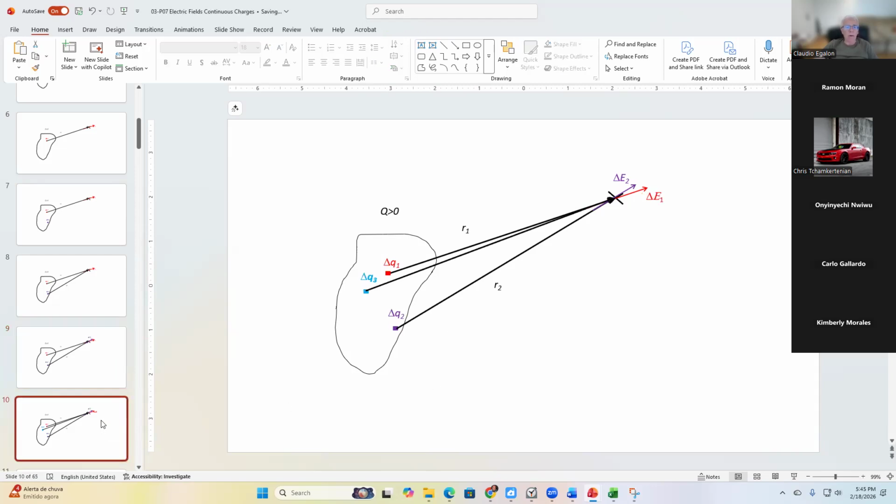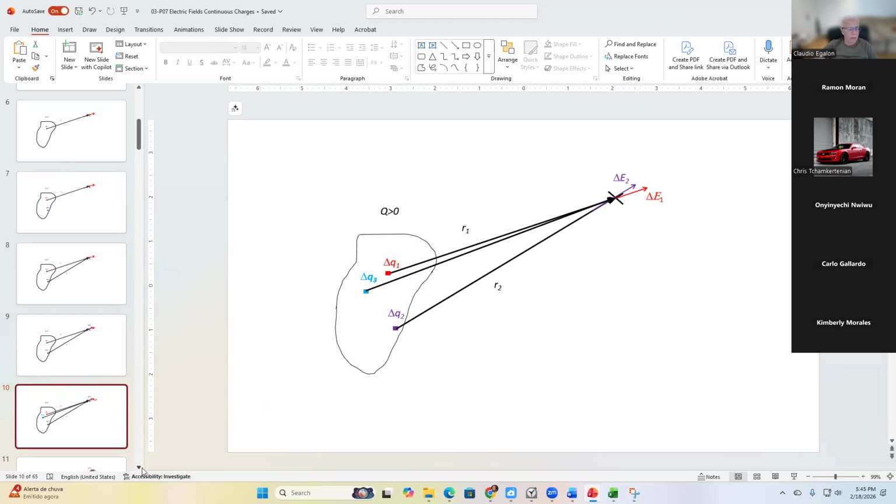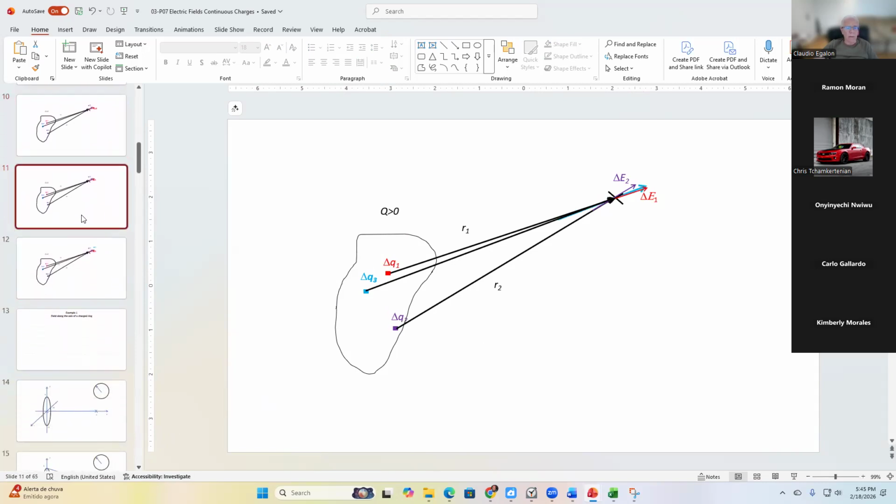Then we want the contribution of the third infinitesimal charge distribution, right? And this one is further away than the delta Q1, so it should be weaker than delta E1 and stronger than delta E2, right? And that's what we get. Let's make it a little bit weaker. Yeah, here you go. Delta E3.